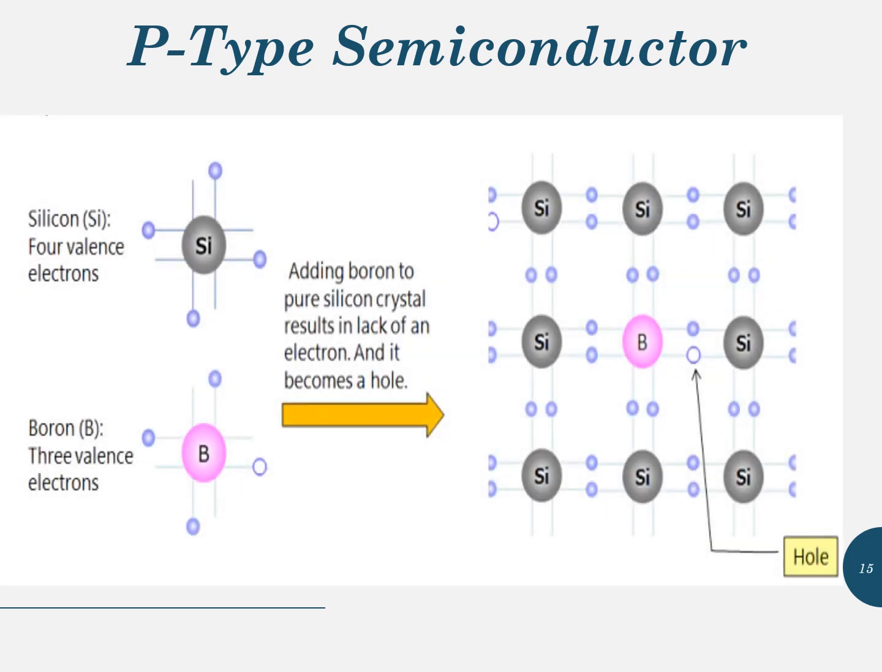Now, look at this figure. We know that there are 3 valence electrons in boron atom and 4 valence electrons in silicon atom. So, when this boron atom is added to pure silicon, 3 valence electrons of this boron atom make covalent bonds with neighboring silicon atoms, as you can see here, and lack of one electron gives rise to a hole in this p-type semiconductor.